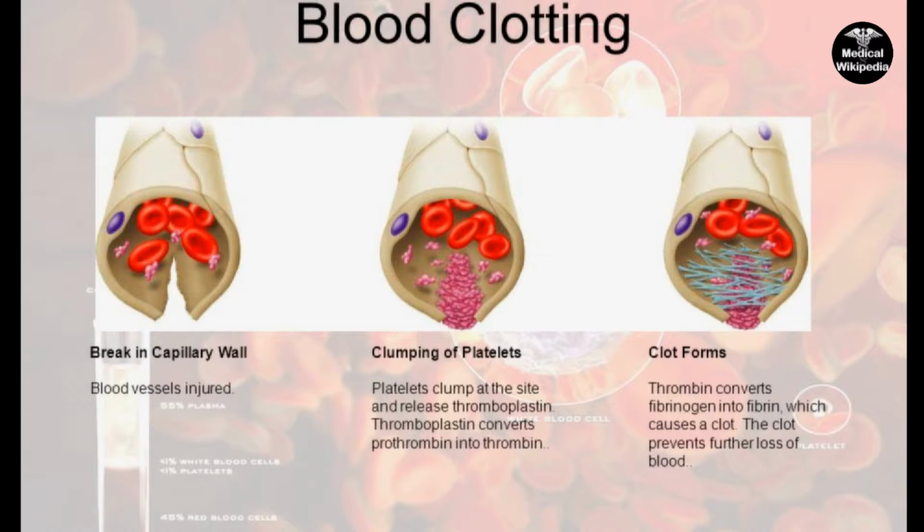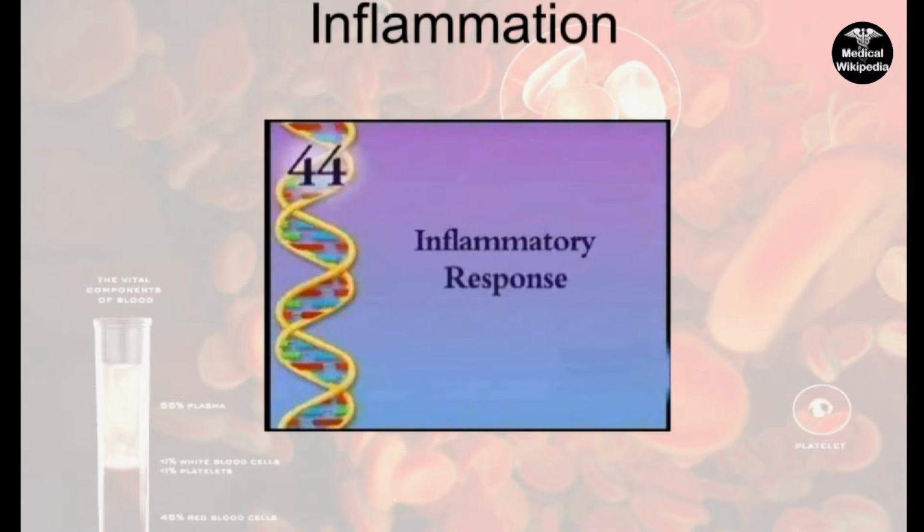Blood clotting. Break in capillary wall. Blood vessels injured. Platelets clump at the site and release thromboplastin. Thromboplastin converts prothrombin into thrombin. Thrombin converts fibrinogen into fibrin, which causes a clot. The clot prevents further loss of blood. Inflammation.